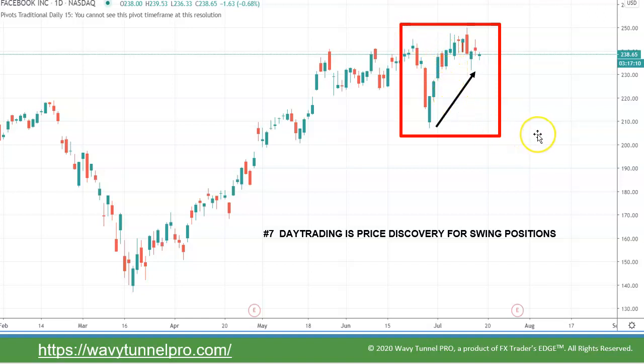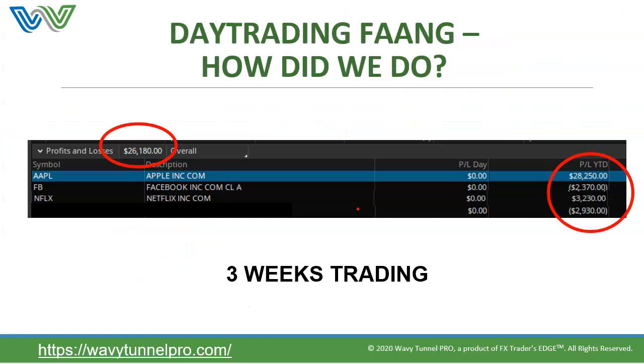And so this is a way that day trading is really price discovery for swing positions. If the price keeps moving on up, then you may decide to keep it as a swing trade. And if you're just day trading, then just stick to day trading. But sometimes day trading can be used for price discovery. So how did we do during our 3 weeks of trading? We had a pretty good 3 weeks. These are the results. We did pretty okay.